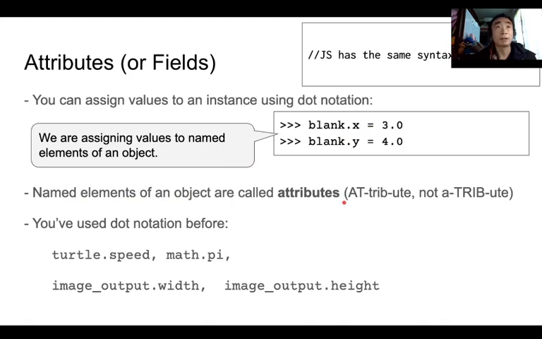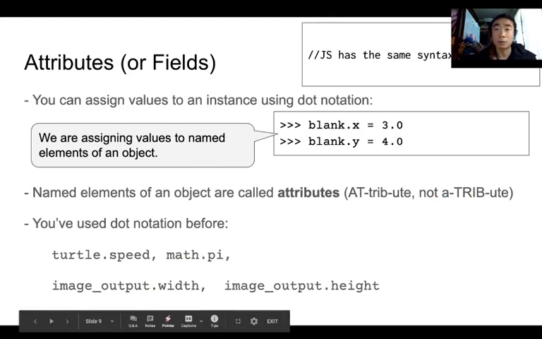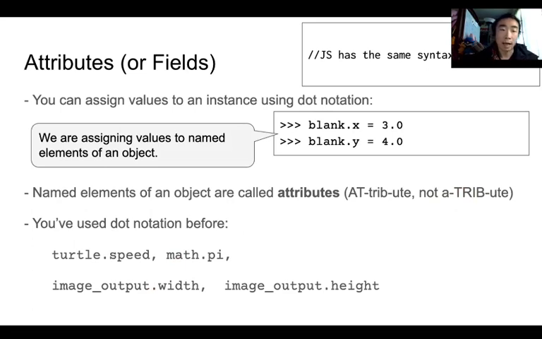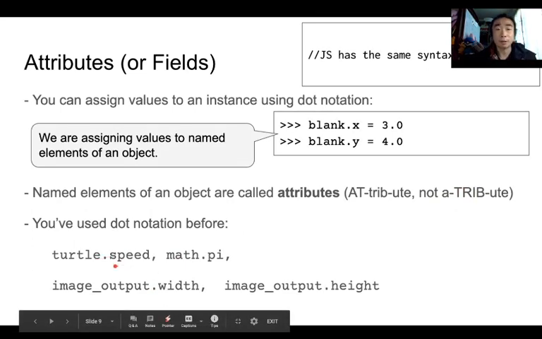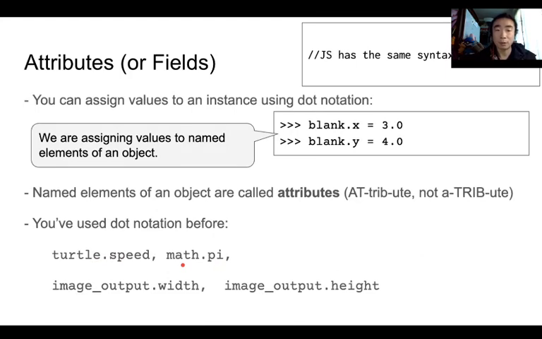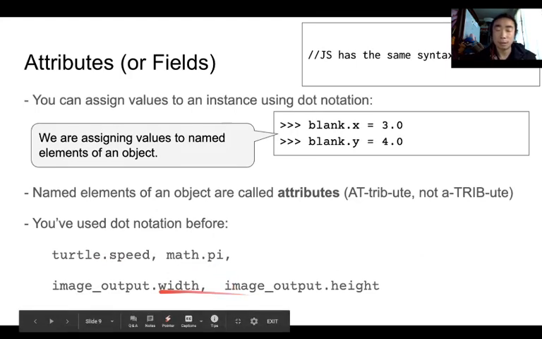Okay, named elements of objects, like x and y, are called attributes. And a little bit of English, it's attribute, not attribute. I think this is the verb over here. And surprise, you've actually used dot notation before. You've accessed the turtle speed in our very first assignment. You've used math.py in some of the calculations I've given you. In our image processing assignment, you've borrowed the width and the height from certain images, and that uses this dot operator right here. It's not just a period.